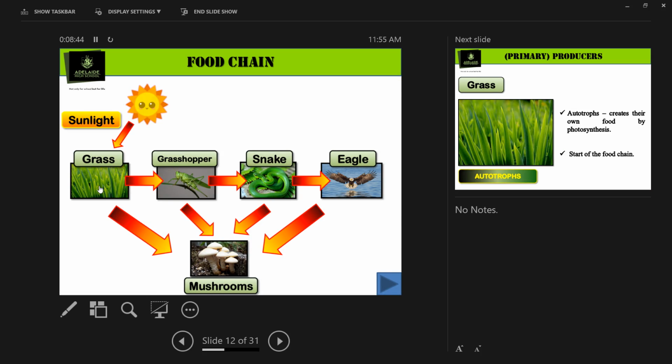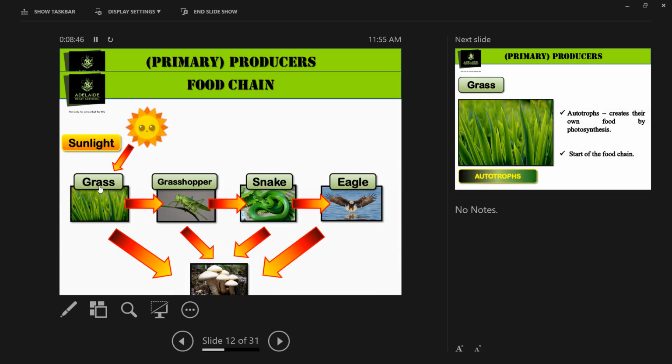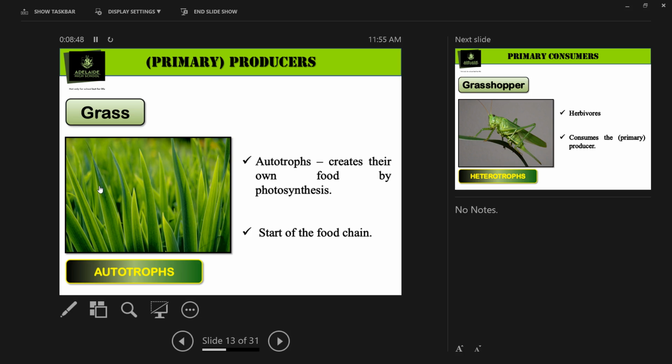But let's try to see what the unique roles are. We go for the grass first, okay? On the top, they are known as your primary producers. It can be named as a primary producer. It can also be said as an autotroph. And what is the function of an autotroph? They create their own food by photosynthesis.